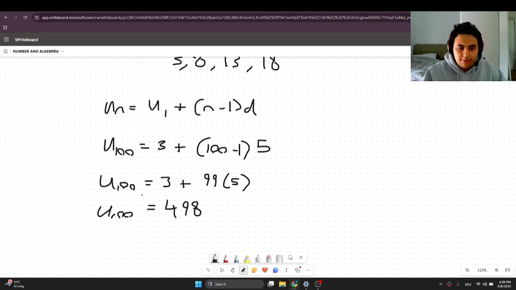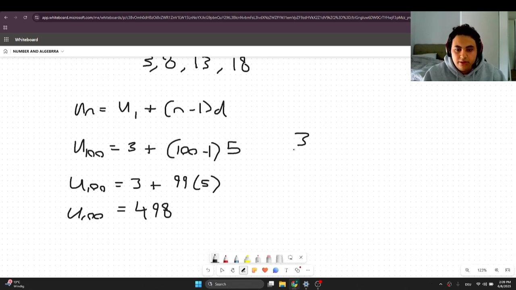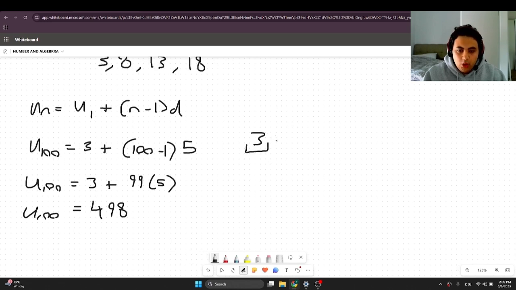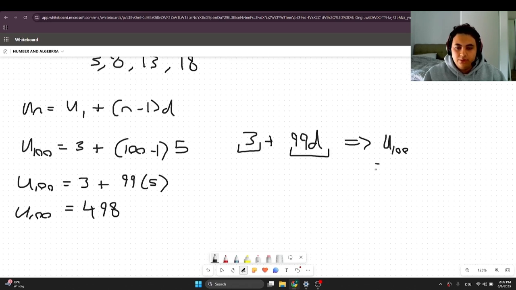So what did we do here? We started at our first term, which was 3, and then we added 99 times the common difference in order to get to the 100th term, which is equal to 498. Okay, cool. So that's that.